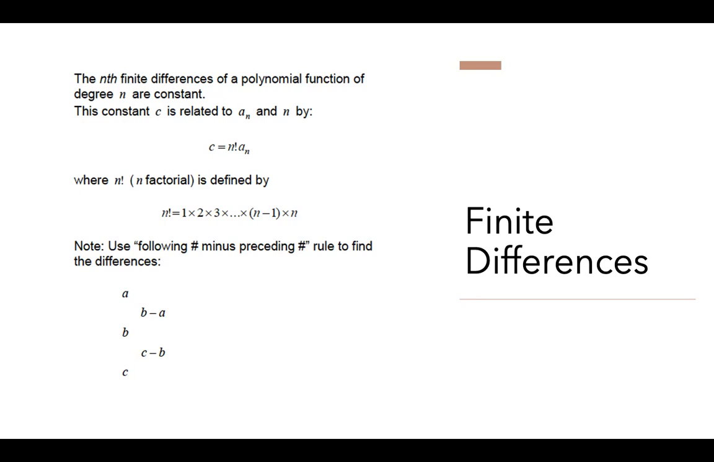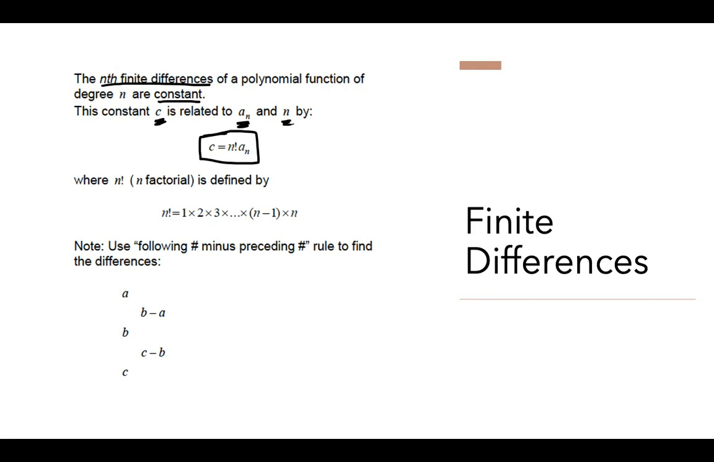When talking about polynomials, it's also important to take a look at finite differences. The nth finite differences of any polynomial function is going to be a constant. Now, the constant C is related to a_n and n, which are the leading coefficient and the degree of a polynomial. This is a formula that you have to memorize and understand.